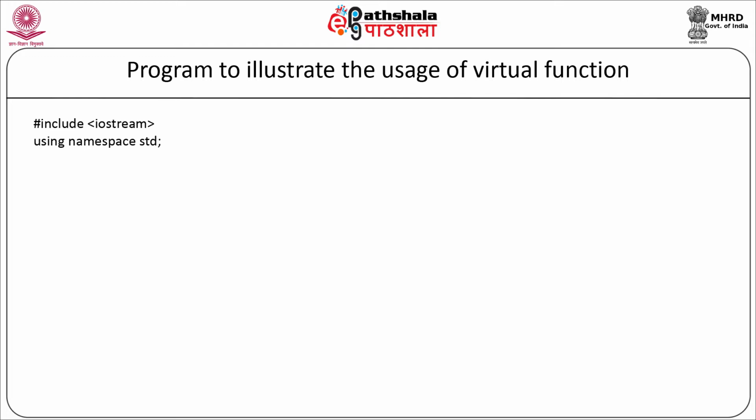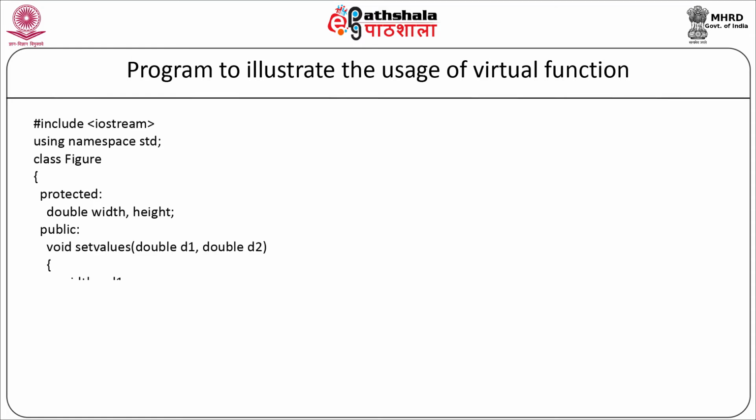Now let us define our classes. class figure. Protected: we will have two data members as double width and height. Public: we are going to write two member functions. void set_values(double d1, double d2), width equals d1, height equals d2. Now we are going to write a second member function which will be virtual. virtual is a keyword, double is the return type, area_of_figure is the name of the function with opening and closing brackets, return 0, end of virtual function and end of the class. In this virtual function we have not written any code, we have just written the return 0 statement.